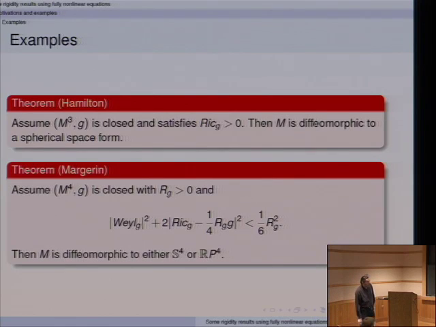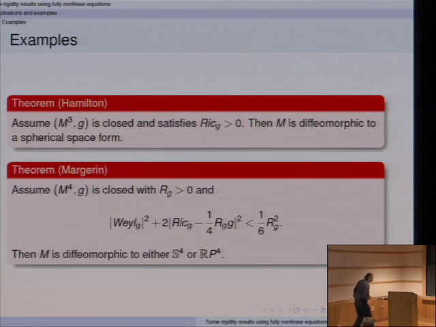Now, if your manifold is four-dimensional, you still assume that you have a closed manifold, and you assume that R stands for the scalar curvature, and you assume that you have a pinching between the Weyl part of the Riemann tensor, the Ricci traceless part, and the scalar part. If you write the decomposition of the Riemann tensor, so you have the Weyl part, the Ricci traceless part, and the scalar part, and you assume that you have this pinching, then what you can prove is that your manifold is diffeomorphic to either S4 or RP4.